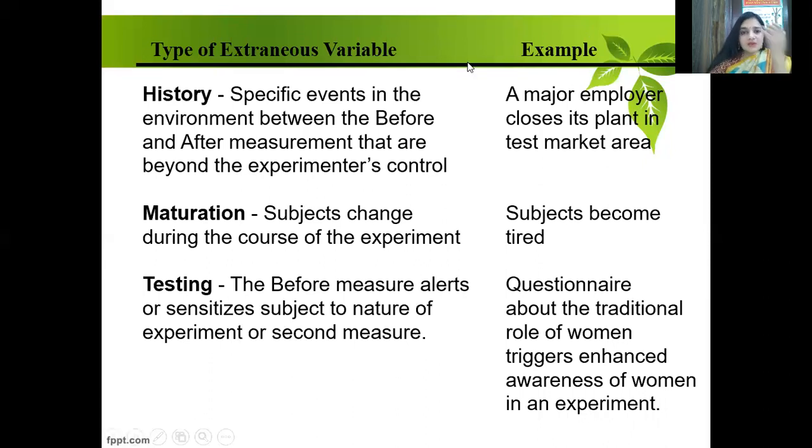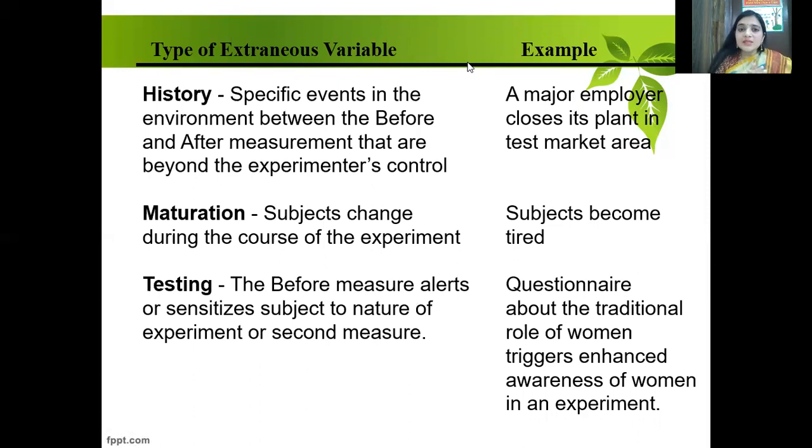History: specific events in the environment between the before and after measurement that are beyond the experimenter's control. For example, a major employer closes its plant in the test market area. For example, your company is doing some research right now. You have just tested the market. Pre-test and post-test means you will test your subject today, and then after implementing the experiment, you will be testing them after the experiment is complete.